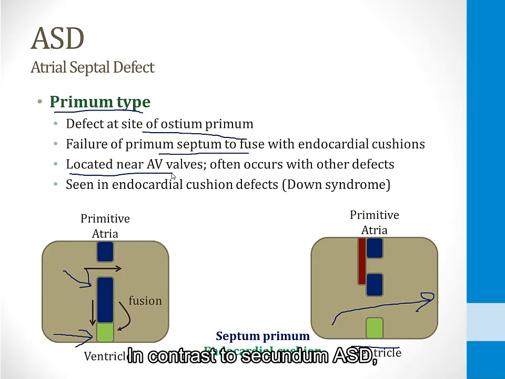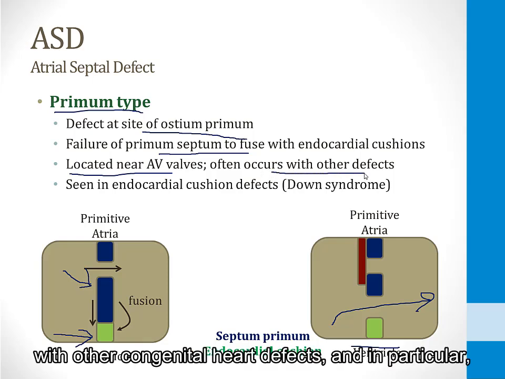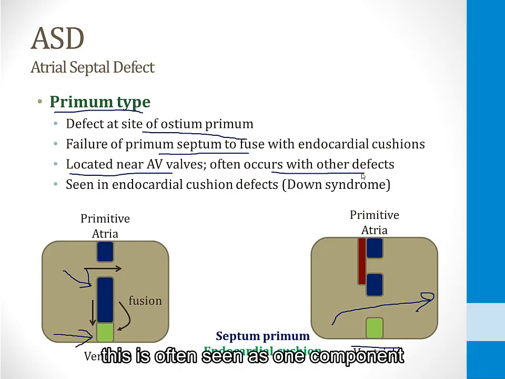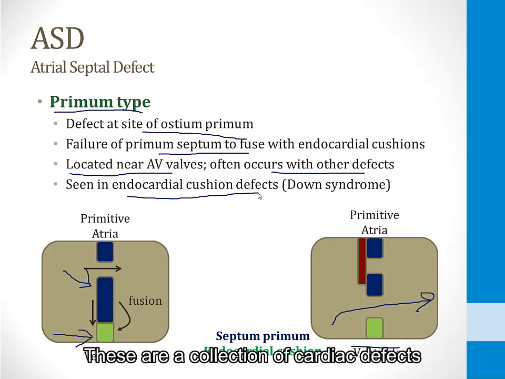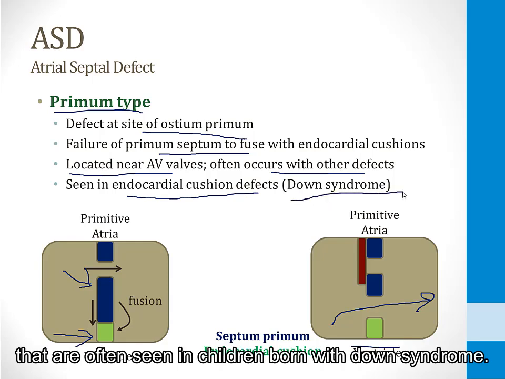In contrast to secundum ASDs, this type of ASD often occurs together with other congenital heart defects, and in particular, this is often seen as one component of so-called endocardial cushion defects. These are a collection of cardiac defects that are often seen in children born with Down syndrome.